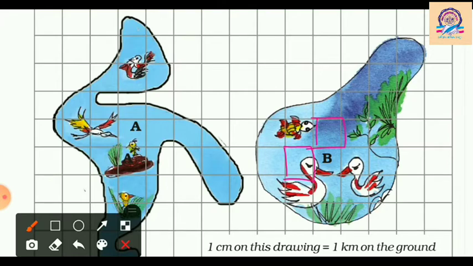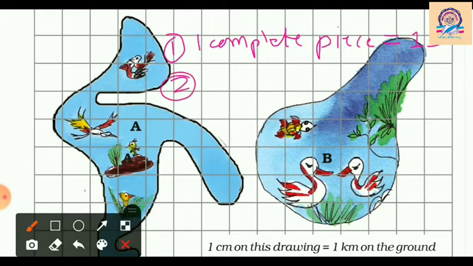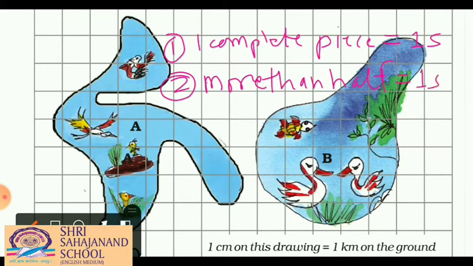For that, you have to keep three points in your mind. Let me write the points. The first point is one complete piece of square is equal to 1 square. Second point, more than half, remember that, more than half a piece of square will be considered as one complete square.